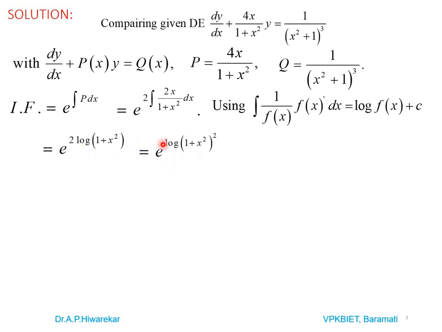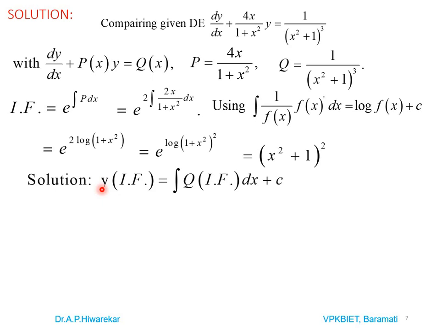And we know a log b is log of b power a. So this goes to the power. So it is e power log of (1 plus x square) whole square. And we know logarithmic and exponential functions are inverse of each other. So we get the integrating factor as (1 plus x square) whole square.